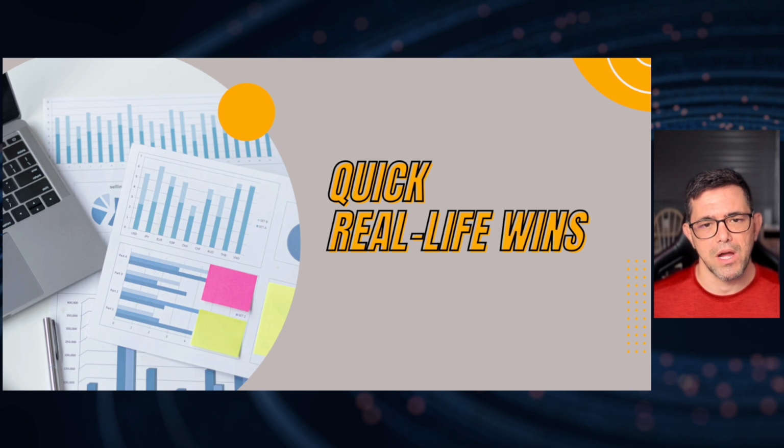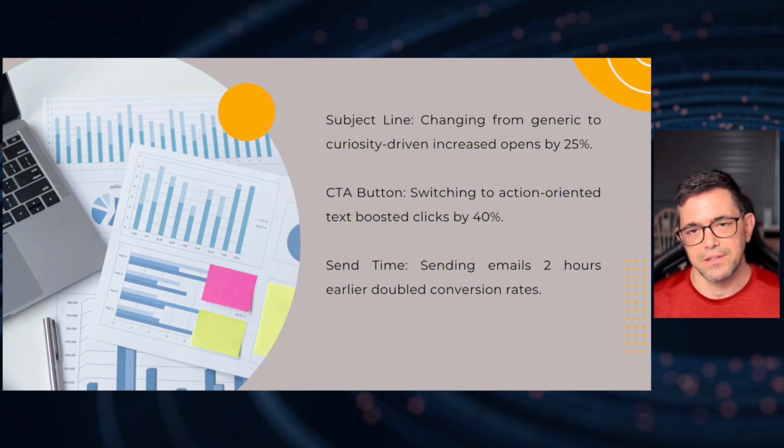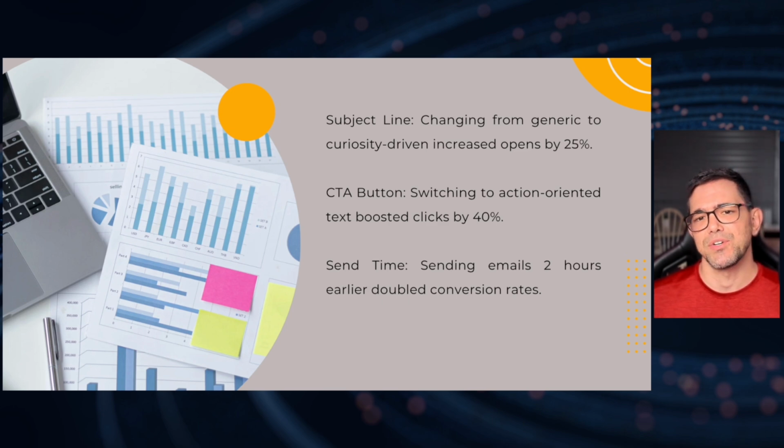Let's talk about quick real life wins. I've got some examples here, but I'm going to show you some stuff in Go High Level very shortly as well. So first one, subject line. That's the biggest thing when it comes to A/B testing. And just by changing from a generic to a curiosity driven one, it can increase your opens by 25%, right?